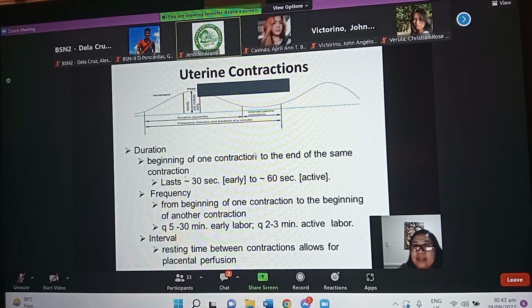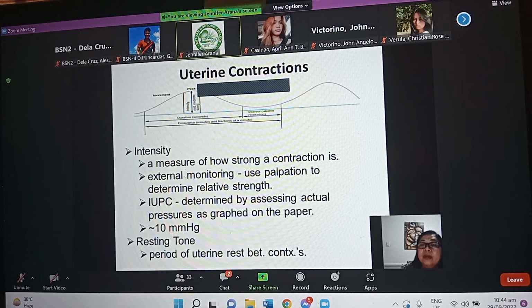Alright. Another thing which we should assess during uterine contraction is the interval. The interval is the resting time between contractions, which allows for placental perfusion. Para daghay blood flow sa placenta. E kung magsigig contract, walay resting state, walay interval, walay blood flow ngadto sa placenta, walay oxygen, walay nutrients nga moadto sa bata. So that is the interval, the resting time between contractions.